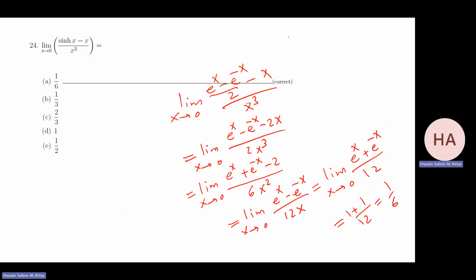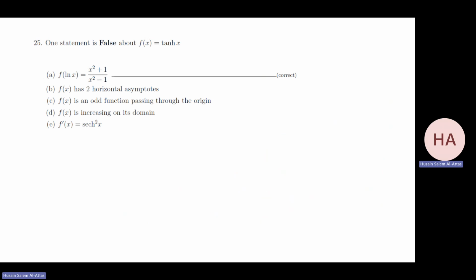So just say substitute, sine hyperbolic, and then I do L'Hôpital's rule. All of this is L'Hôpital's rule. Okay, I think you know that's going to be 1 over 6.